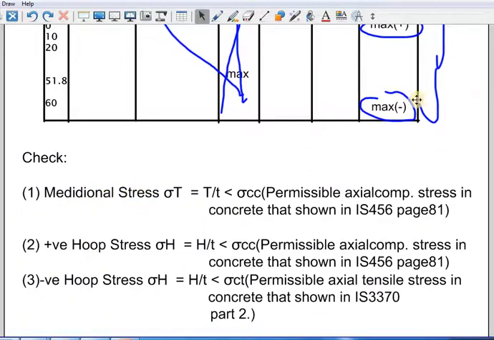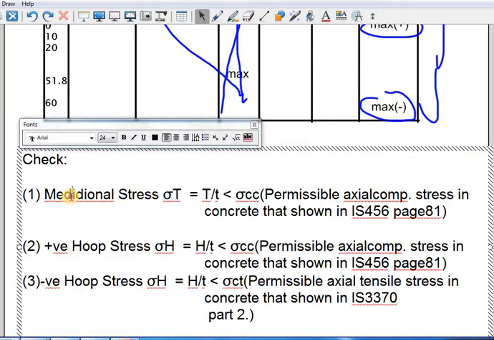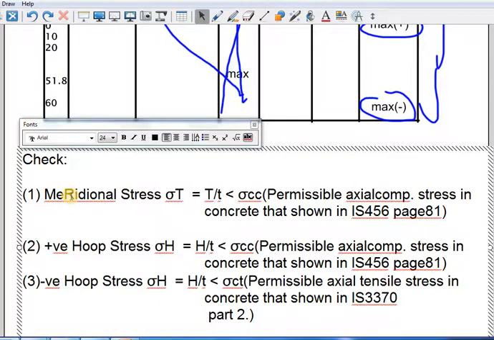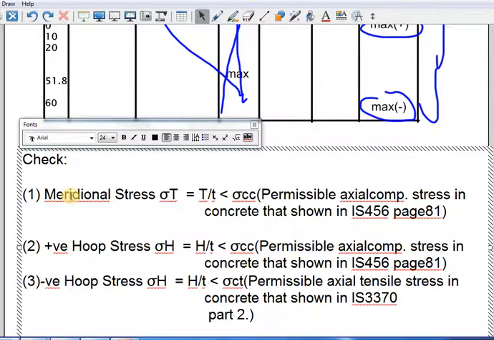So this is the force actually. So you should find out the stress. Stress is force by area. If you consider 1 meter, so meridional stress, sigma T, is equal to T by t. t is thickness. So that one you should check. So you will get a value for this.